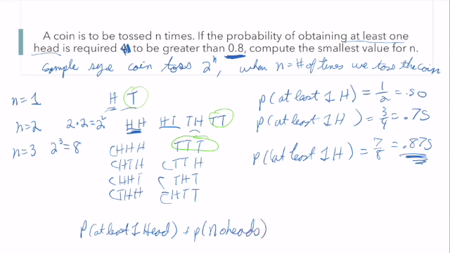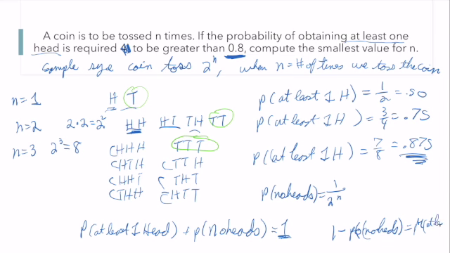Well, the probability of an event and its converse adds up to 1. So if I wanted to examine this a different way, I could say, okay, what's the probability of no heads, which is always going to be 1 out of my sample size, and then take 1 minus the probability of no heads, because that would give me the probability of at least one head.